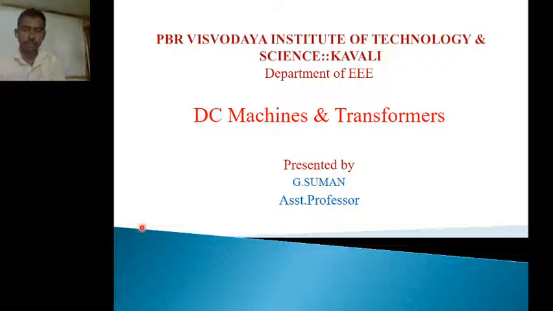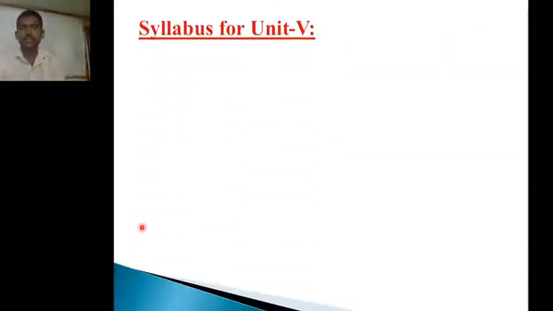Students, up to now we have seen the first 4 units of our DC machines and transformer subject. What are those first 4 units? The first unit is electromechanical energy conversion and magnetic materials, the second unit is DC generators, the third unit is DC motors, and the fourth unit is single phase transformers. So from this video onwards we will see our fifth unit, which is nothing but three phase transformers.